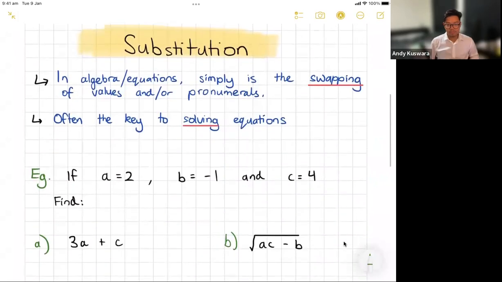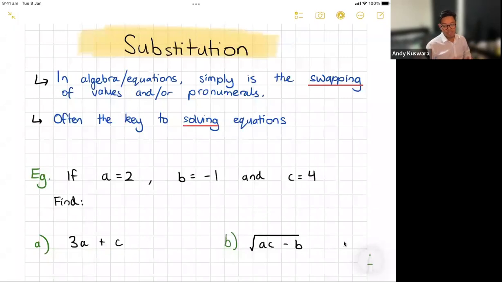But what we're going to do is talk about substitution. Now, if you're in class, I may show you a short video on this. But if not, substitution, very simply put: you ever play sports? What you do is you swap it out. If one person comes out, one person comes on. It's the basic rules of sport. And it's swapping values and or pronumerals. Sometimes you swap letters out for letters. Sometimes you swap letters out for numbers. Most of the time, you swap out numbers for letters and letters for numbers. That's how it tends to work.